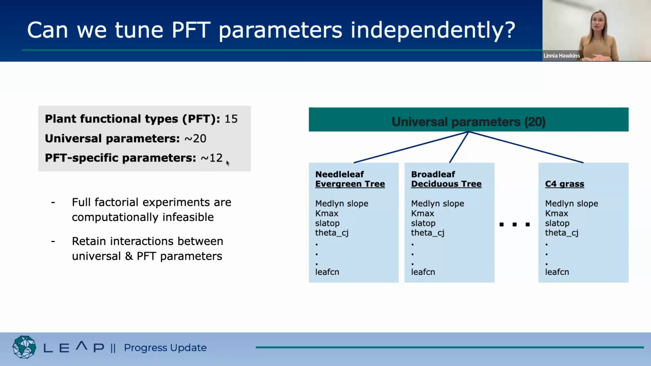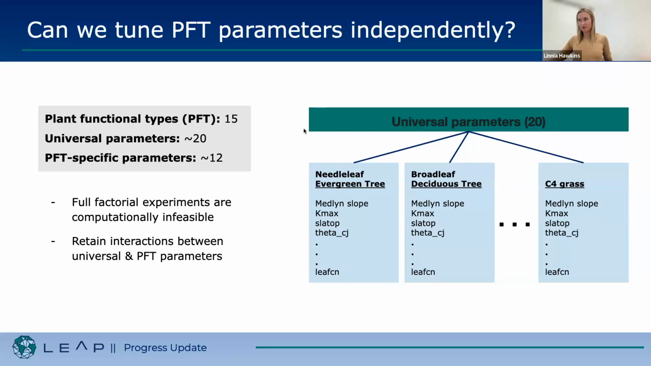And so if we're to treat each PFT specific parameter independently, the full factorial experiment would be just way too large. We would have 15 times 12 plus 20 parameters, and we would need a way larger initial Latin hypercube ensemble. And that's just computationally infeasible.